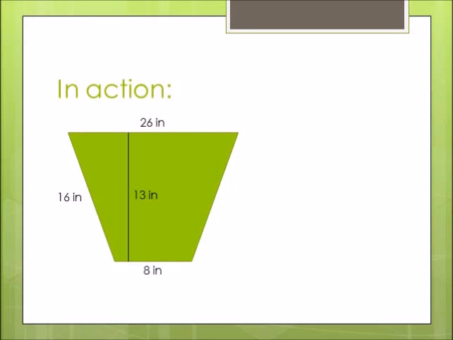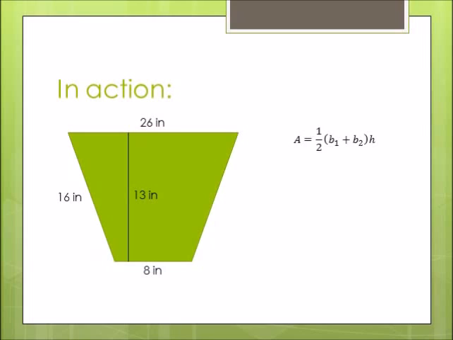So let's look at another one. Okay, we have this trapezoid. This time we have 4 pieces of information. We have our two bases, and our two bases are 26 inches and 8 inches. They're the two parallel sides. And then our height is the distance between those two at a right angle. Well, which one of these two lengths meet at a right angle? Is it 16 inches or 13 inches? If you said 13 inches, you're right. The 16 inches is the slant, and so therefore we're not going to use it for our formula for area.